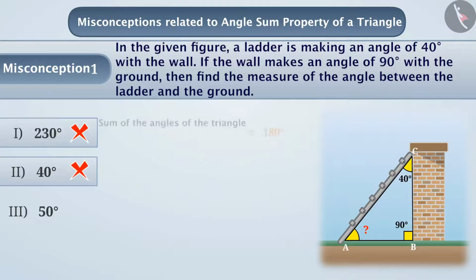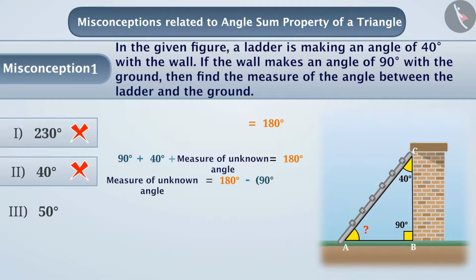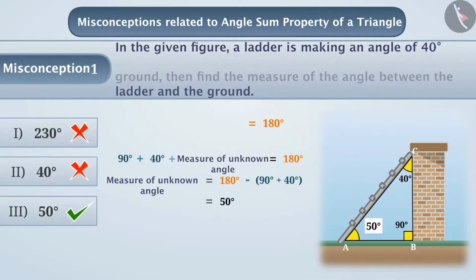The correct understanding is that here we can apply the angle sum property of a triangle, which tells us that the sum of angles of a triangle is equal to 180 degree. So we can say that 90 degree plus 40 degree plus unknown angle is equal to 180 degree. That is, measure of unknown angle is equal to 180 degree minus (90 degree plus 40 degree) is equal to 50 degree. Therefore, the correct answer is option 3.